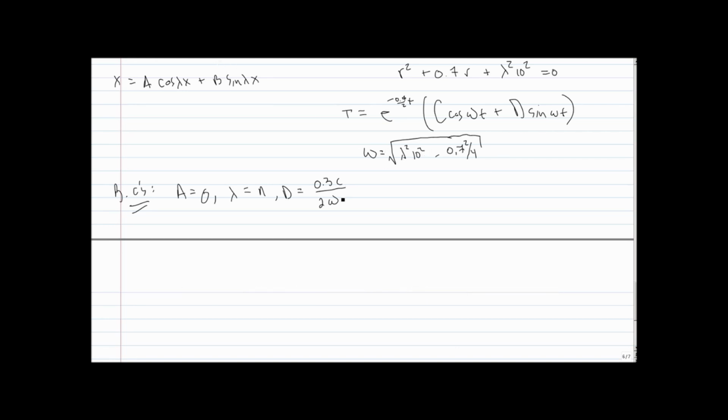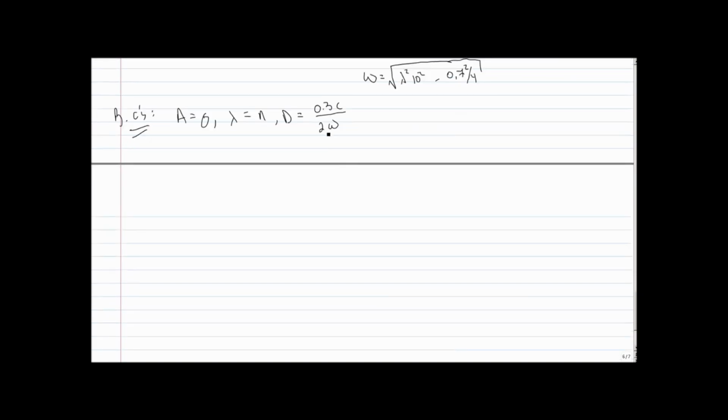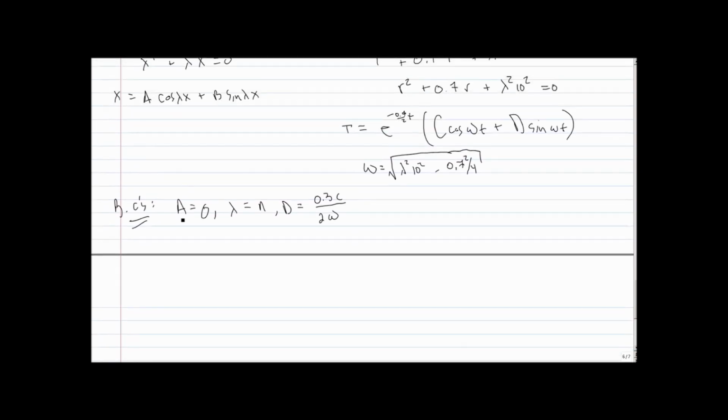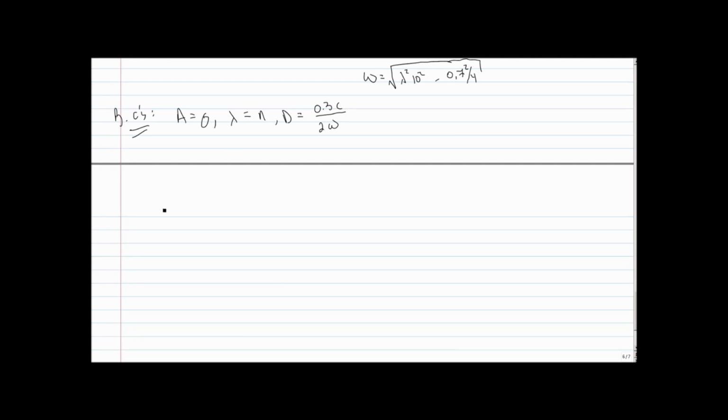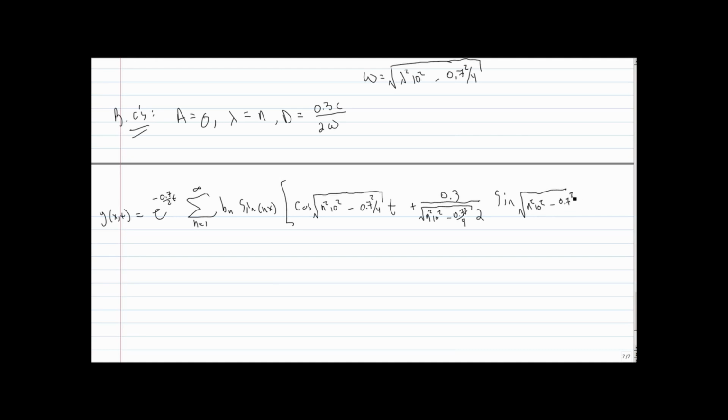Okay, when you plug these values in, you remember the trial solution was y equals X times T, where X is a function of x and T is a function of t. So when you plug everything together, multiply X by T, plug in a is 0, which gets rid of this term, lambda, and d is this term here, and then you combine those two, you end up with a solution that looks like this. And you end up with this. I just want to point out that I changed that 0.3 to 0.7 here, because that's my damping coefficient.